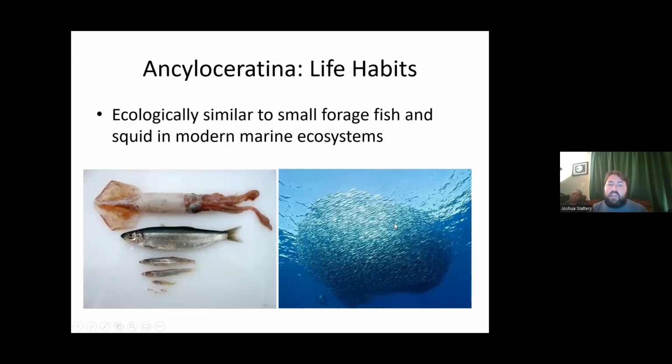Most Ancyloceratids are ecologically similar to probably small forage fish. So fish that live in the water column and eat small zooplankton, and also modern squid that live in the water column. So ecologically, they take the same role.